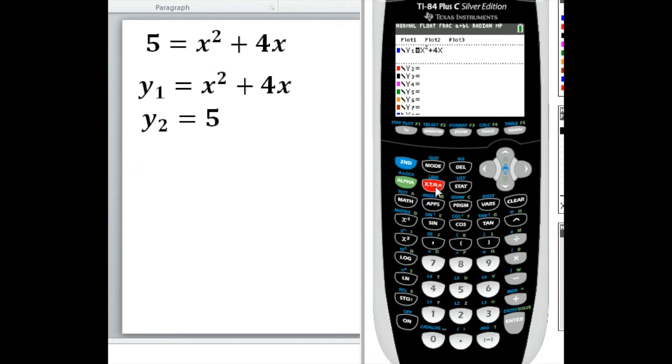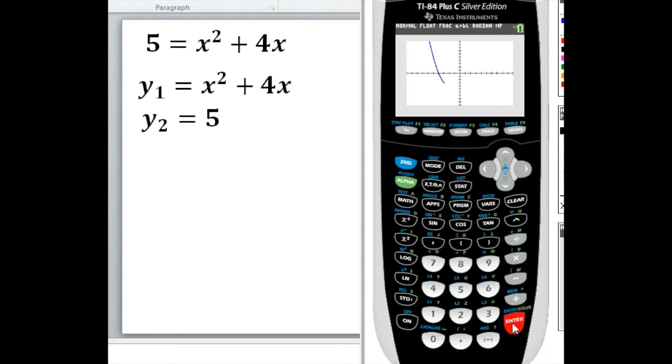That's my y1. Now my y2 I'm going to enter in as just 5. That's going to be a horizontal line. Then go up here to your window, go zoom, and we're just looking for the standard window at this point. We'll see what that looks like. We may need to change it, but for the moment we're just going to go standard, which is option number 6. So I'm going to go down here to 6. That'll give me a -10 to +10 in both my x's and my y's.